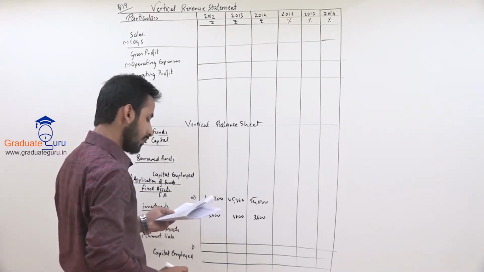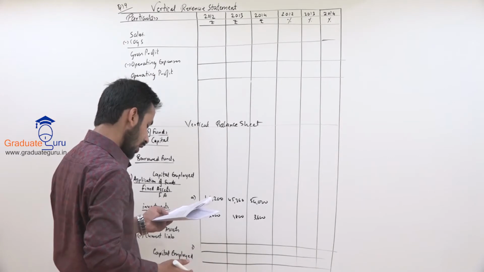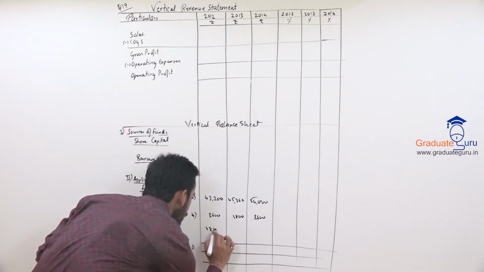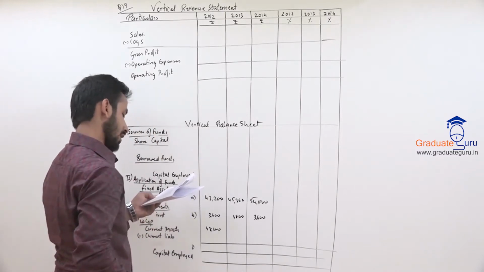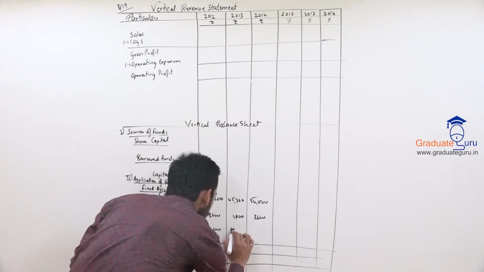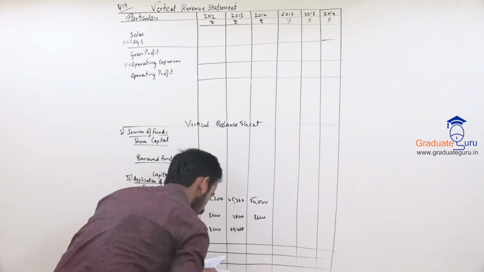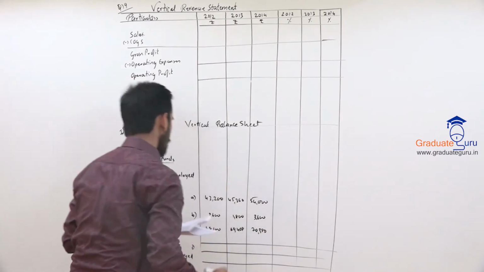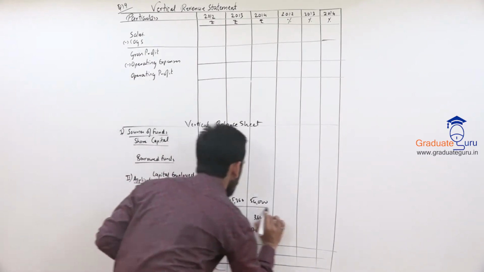Next, current assets, it goes in the working capital, 48,600. So here you'll write 48,600. Then you have 60,408. Then you have 7,380. 70,380. We'll draw a line below this.